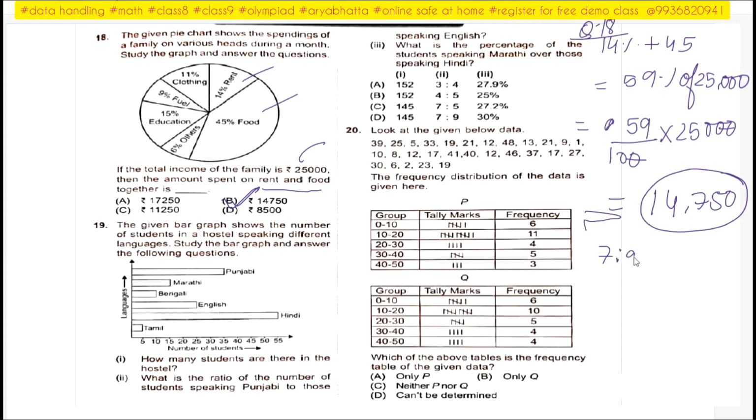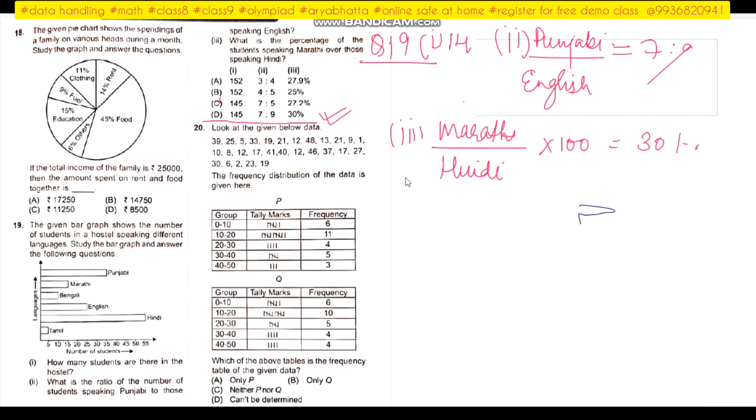Now, what is the ratio of the number of students? 7:9, na? English and Punjabi. And the percentage of Marathi over Hindi. So Marathi upon Hindi into 100. So it will be how much? 30%. Right? You got it now? First one is 7:9. Second one is your ratio, and third one is your multiply by 30.